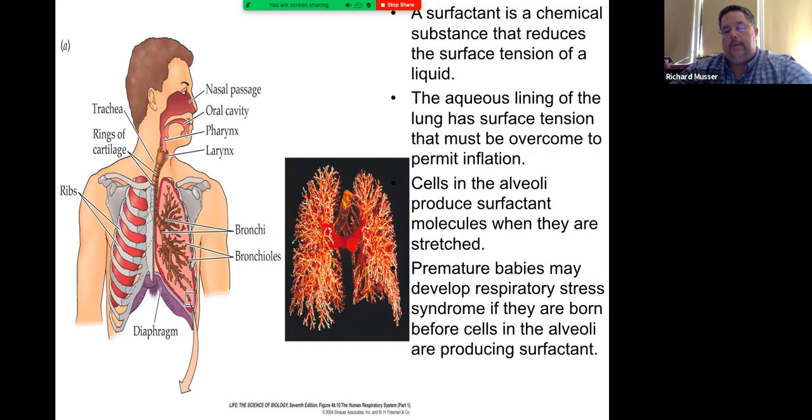Again, preemie babies can also run into respiratory stress when they don't have that mucus and the surfactants that would coat the outside of the lungs, causing the lungs to not move properly with the surface tension, and it causes them to stick and stuff like that.